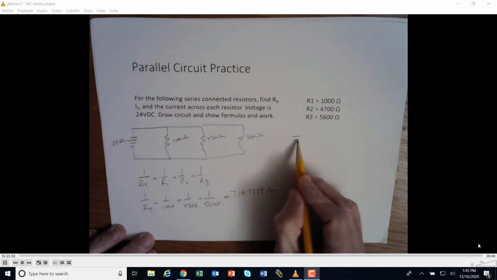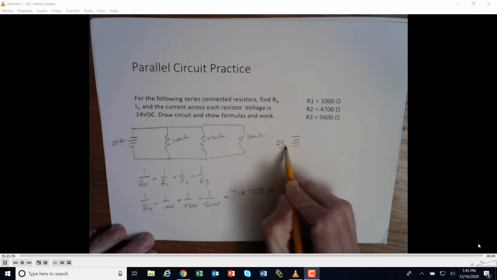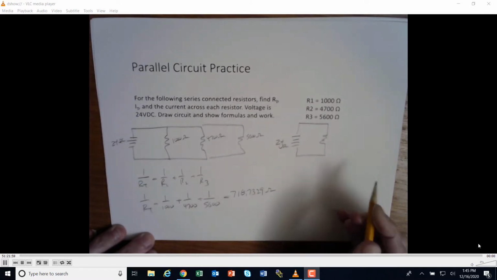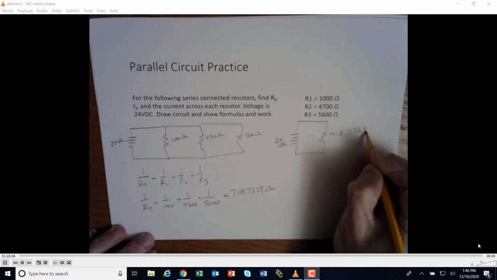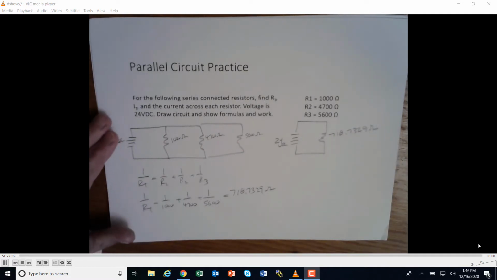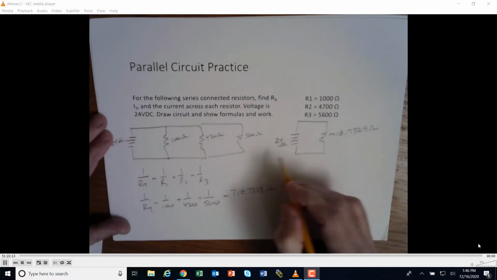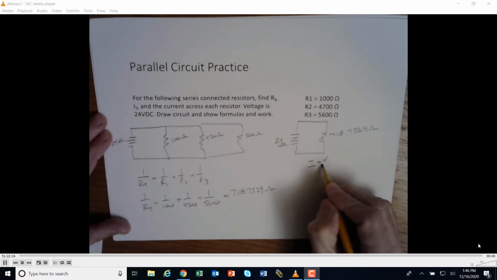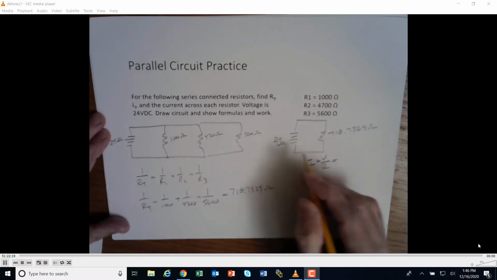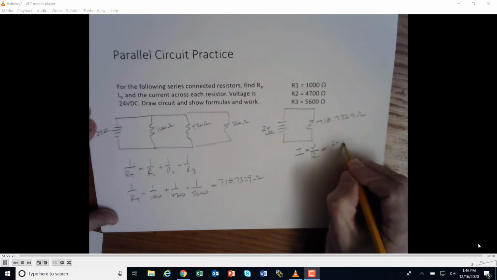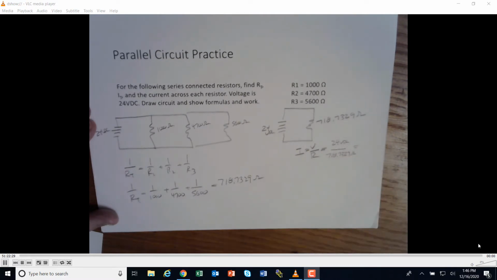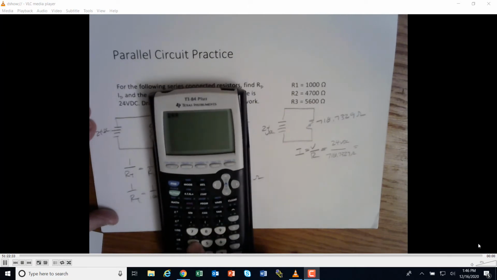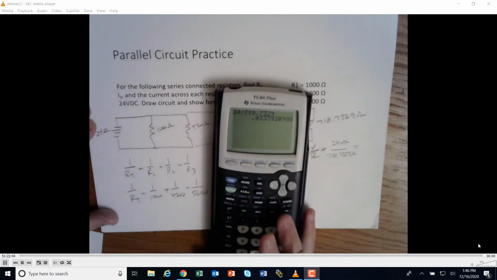So if I redraw this circuit right here, and I go 24 VDC, and I simplify it with a simple circuit here of 718.7329 ohms. Okay, so I'm back to using my power wheel and my Ohm's law to get my current. I is equal to V over R. Okay, so my voltage is 24 volts, and my resistance is 718.7329 ohms. So I divide those two out. 24 divided by 718.7329, and hit equal there.